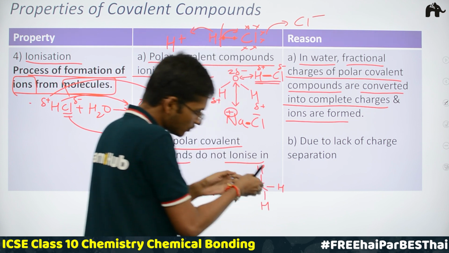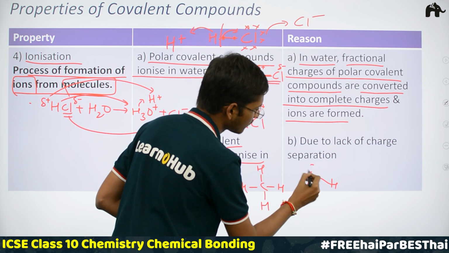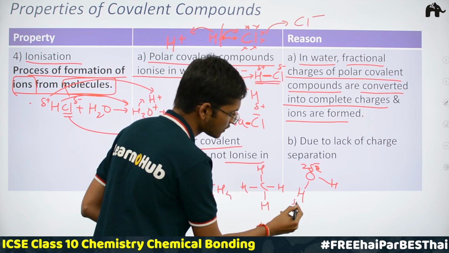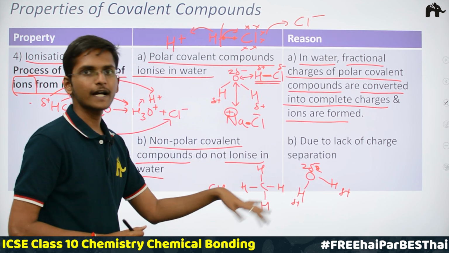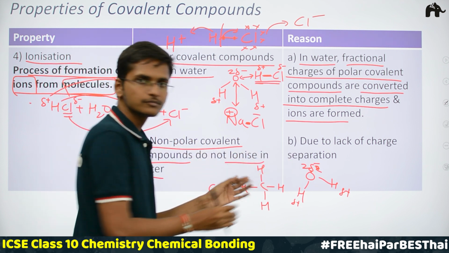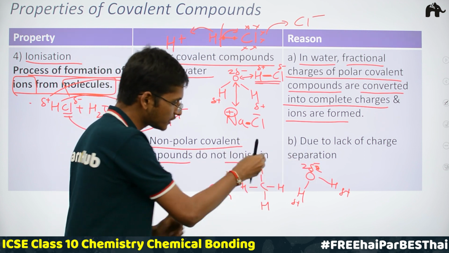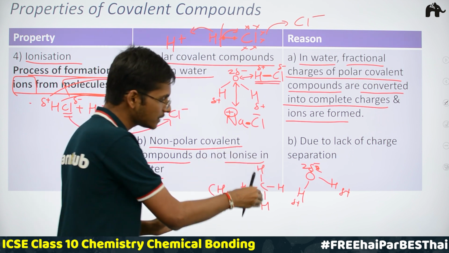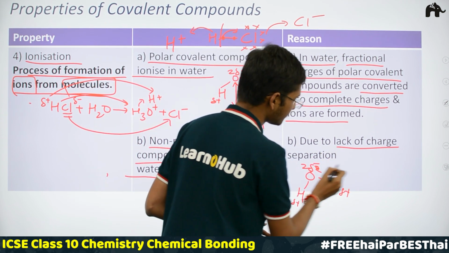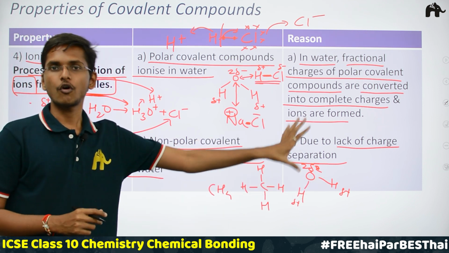Now, since they do not have charge separation, the oxygen atom, which has a slight negative charge, won't be able to pull any atom from this molecule. Since it won't be able to pull, there is no chance of converting the molecule into ions, because it won't be able to break the bonds and convert it into ions. So because of this lack of charge separation, they do not ionize in water. These molecules do not form ions.